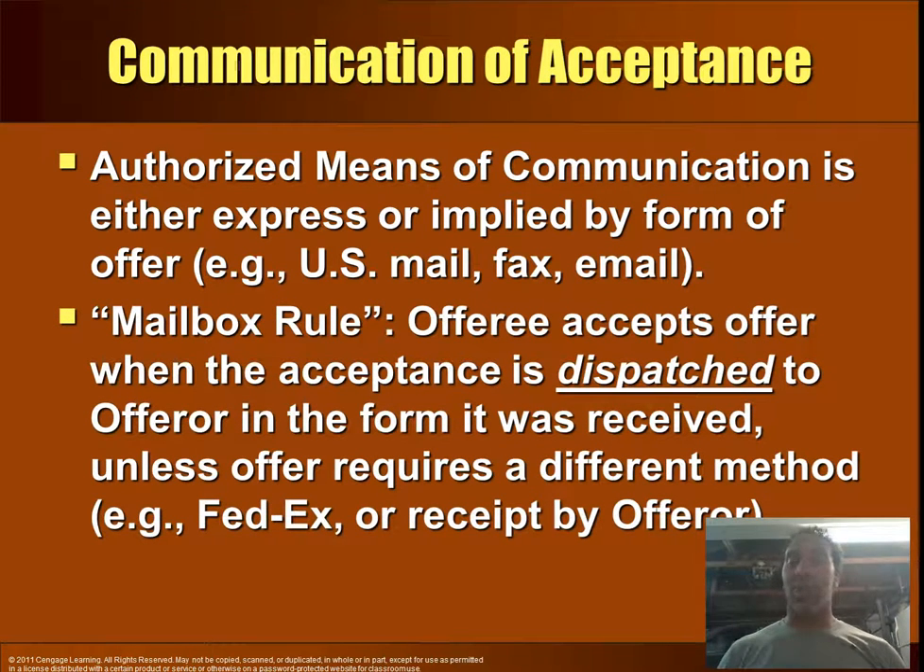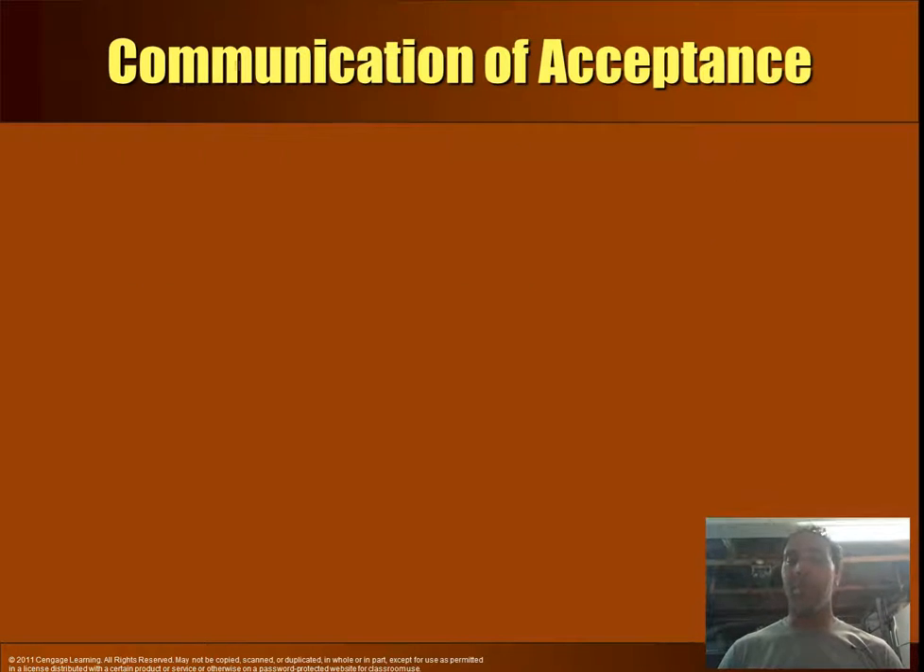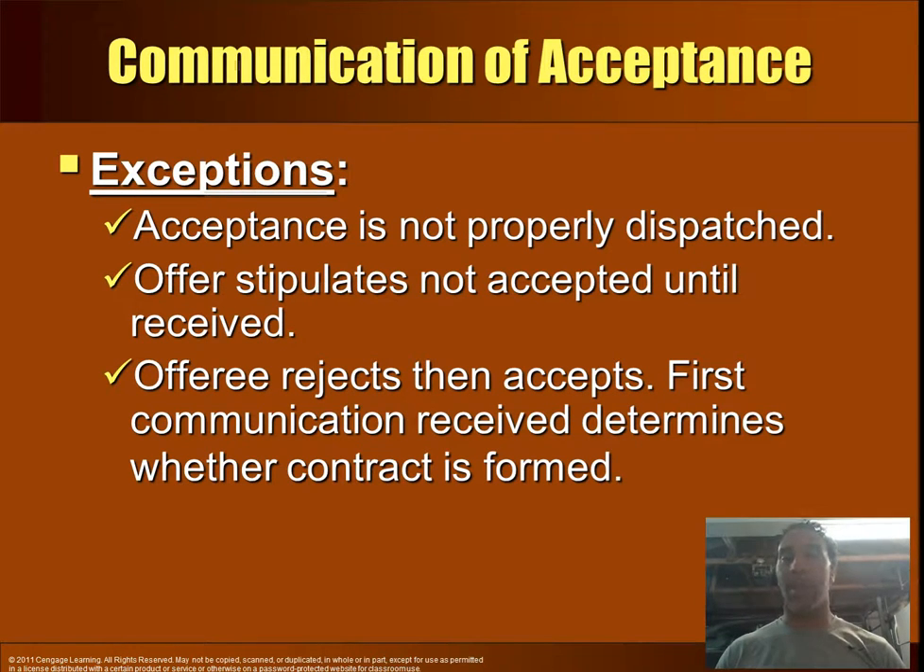The mailbox rule, which is interesting. Offeree accepts the offer when the acceptance is dispatched to the offerer in the form it was received. So if you send something to me in the mail and says you'll get this great credit card rate and I put it in the mailbox, it doesn't matter that it hasn't reached you. Once I put it in the mailbox and it's dispatched, then the contract is binding. So the offer in the form that it was received unless the offer requires a different method. And that's only if it requires a different method.